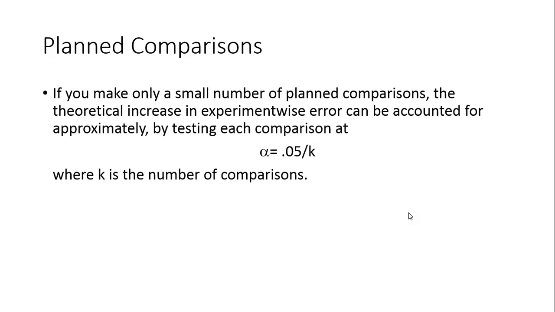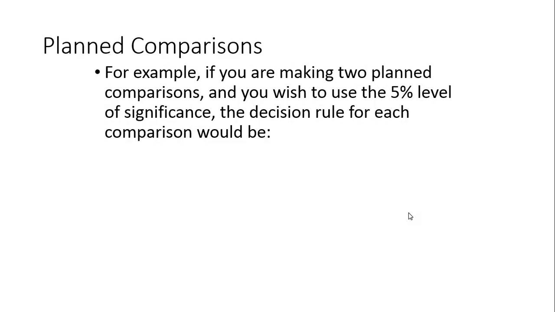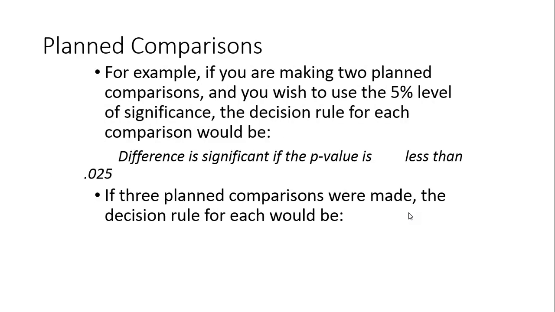So the way to keep the experiment-wise error rate at 0.05 would be to divide 0.05 by 2. So instead of testing at 0.05 for each of those hypotheses, you can test alpha at 0.025. And then when you multiply 0.025 by the 2 comparisons that you were doing, you keep the experiment-wise error rate at 0.05. Okay? So for example, if you're making 2 planned comparisons and you wish to use the 5% level of significance, the decision rule for each comparison would be the difference is significant if the p-value is less than 0.025.